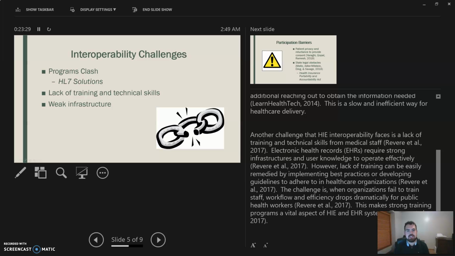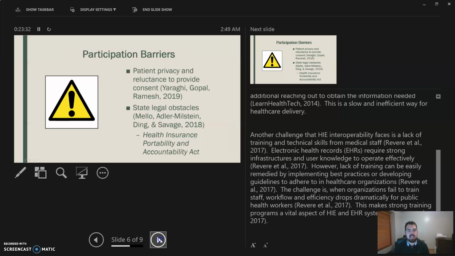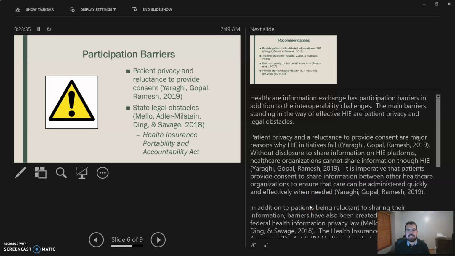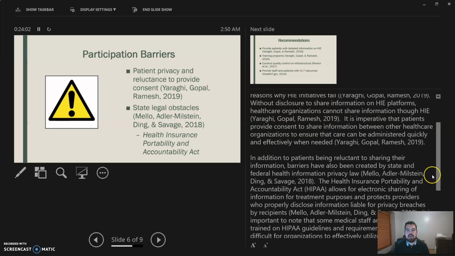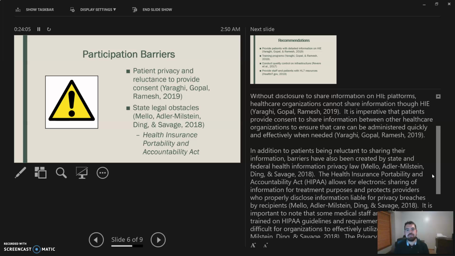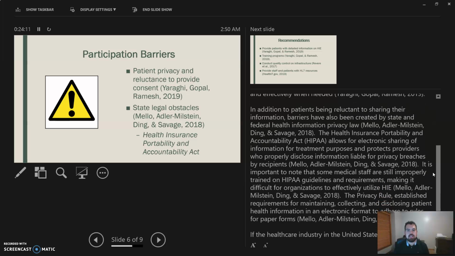In addition to these challenges, there are participation barriers that are faced in the HIE systems. Healthcare information exchange has participation barriers in addition to interoperability challenges. The main barriers standing in the way of effective HIE are patient privacy and legal obstacles. Patient privacy and a reluctance to provide consent are major reasons why HIE initiatives fail. Without disclosure to share information on the HIE platforms, healthcare organizations cannot share information through HIE. It is imperative that patients provide consent to share information between other healthcare organizations to ensure that care can be administered quickly and effectively when needed.